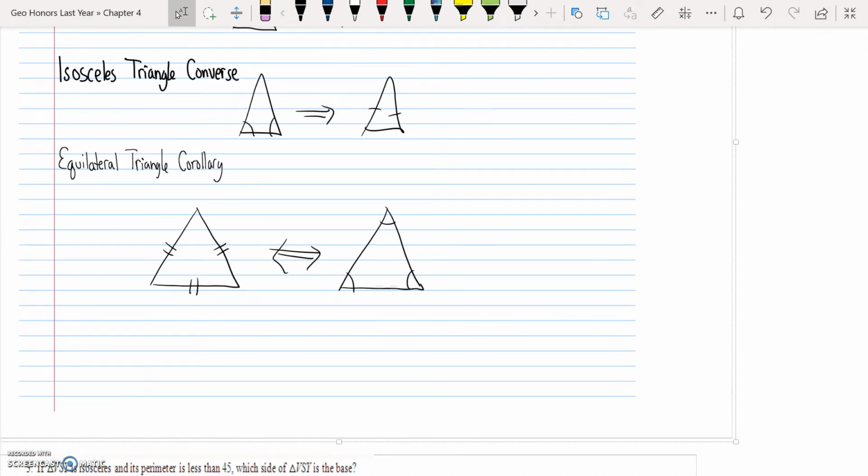And then we have this equilateral triangle corollary. A corollary is kind of like a piggyback off of a theorem. Because that theorem is true, that means that this corollary is an implication of that. In other words, if all three of these sides are equal to each other, that means all three of those angles would have to be equal to each other by using that theorem and transitive property. Likewise, if these three angles are equal to each other, we could use the isosceles triangle converse to get all three of the sides equal to each other, as well as with the transitive. So we have this equilateral triangle corollary.